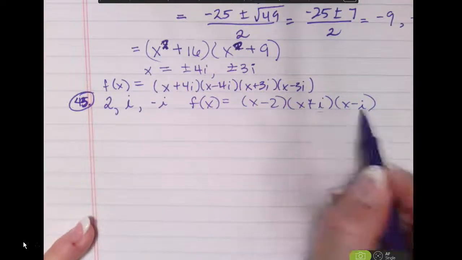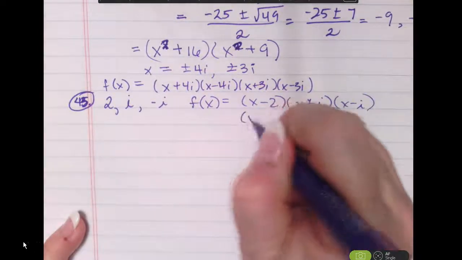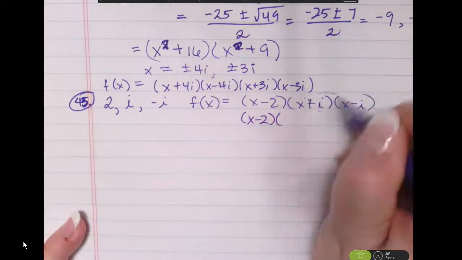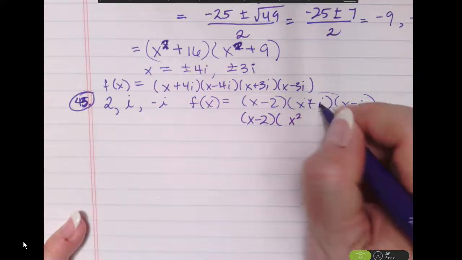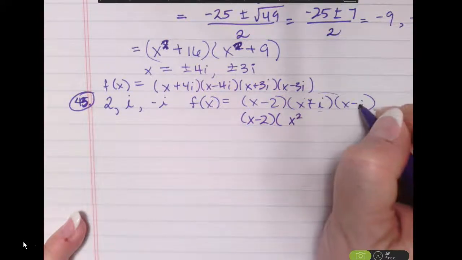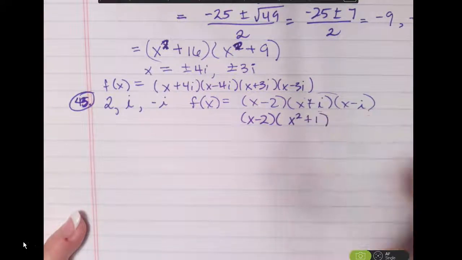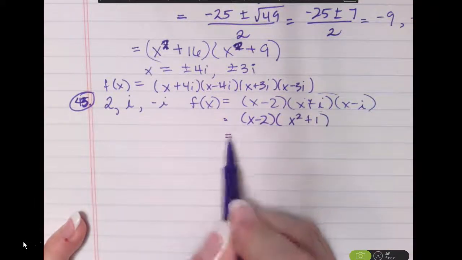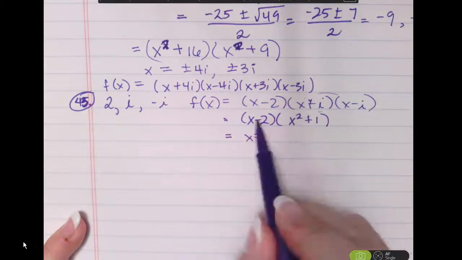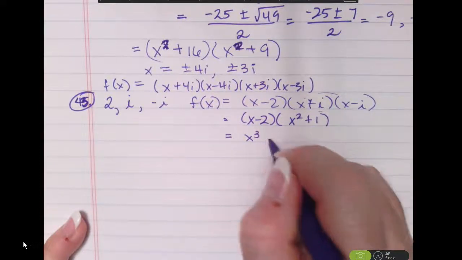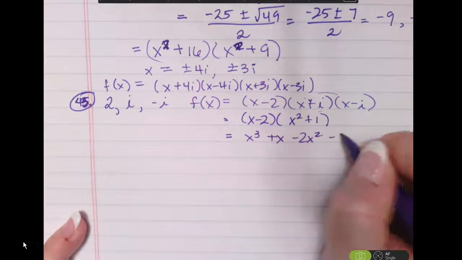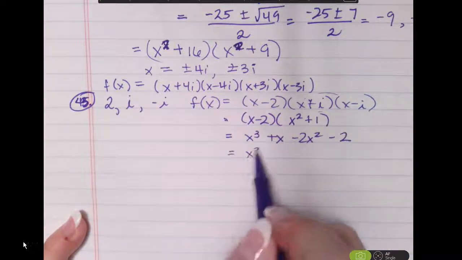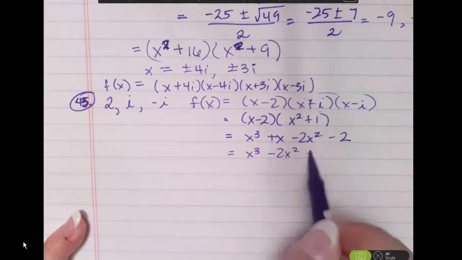And remember, when you're working these out, it's always simpler to go ahead and FOIL your imaginaries first. So let's do x squared plus ix minus ix cancels, and then minus i squared, which would be plus 1. And so now I can FOIL that out. x cubed plus x minus 2x squared minus 2. So if I just rewrote that in standard form, I'll be good to go.